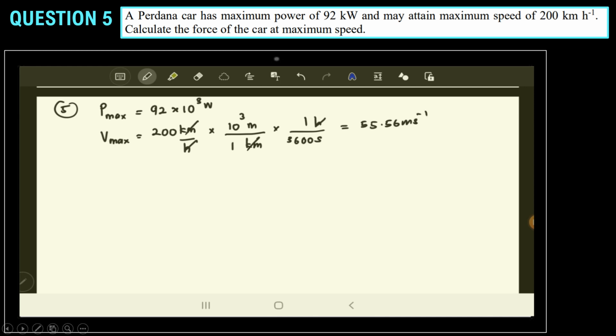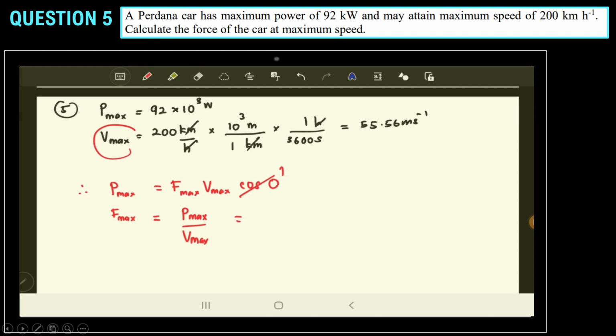Okay, so now we want to calculate the force of the car at maximum speed. So at this maximum speed, what is the force of the car? When the maximum power is 90 kilowatt, therefore P maximum is equal to F maximum V maximum cos theta. The direction of F and V is the same because it's moving in one direction, so cos theta is equal to 1. Therefore, we want to find the maximum force.